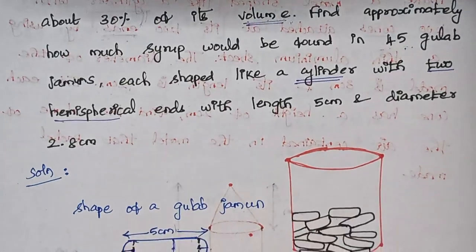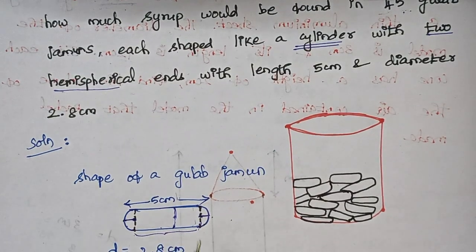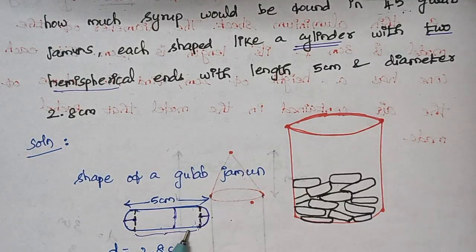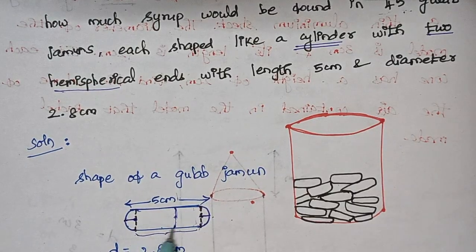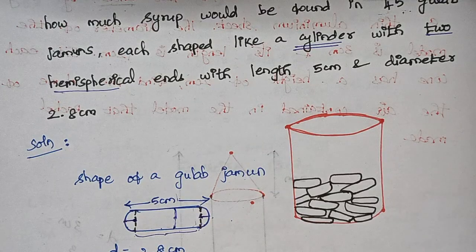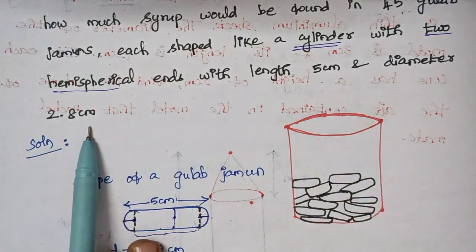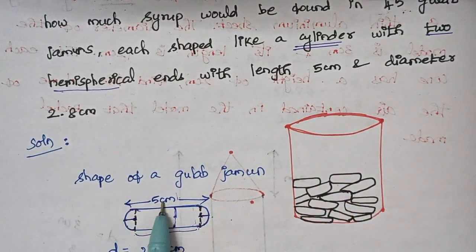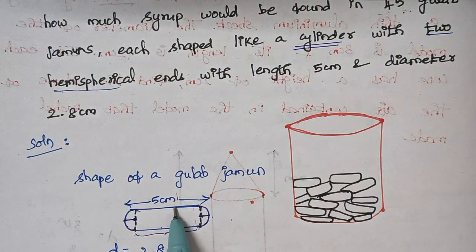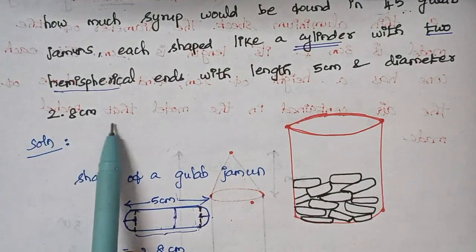This is the picture which is given in the book. First we start our discussion with the shape of a gulab jamun. Here you see, it is shaped like a cylinder with hemispherical ends. This is a hemisphere and this is a hemisphere. The total length is 5 cm, and this is the diameter of the cylinder, which is 2.8 cm.